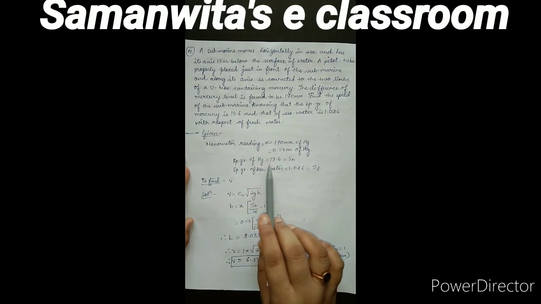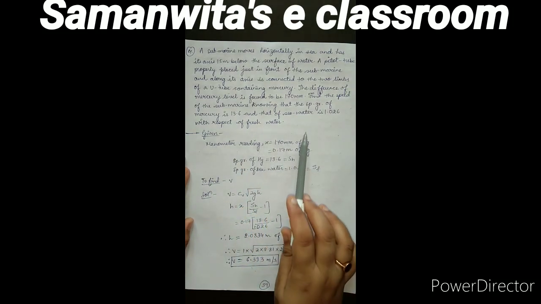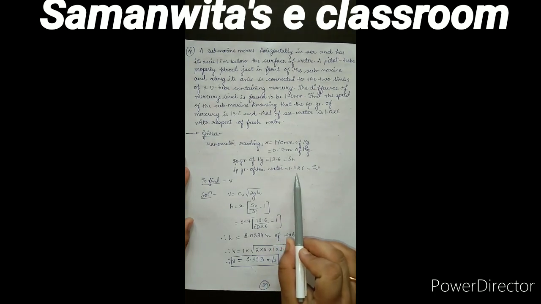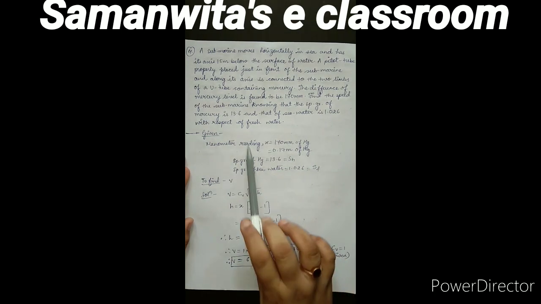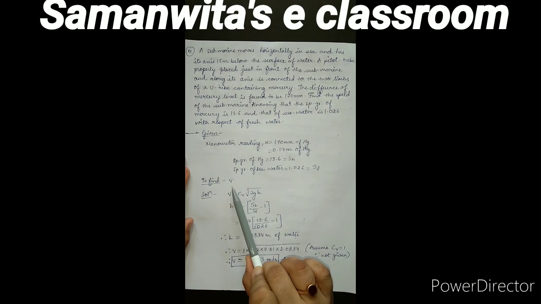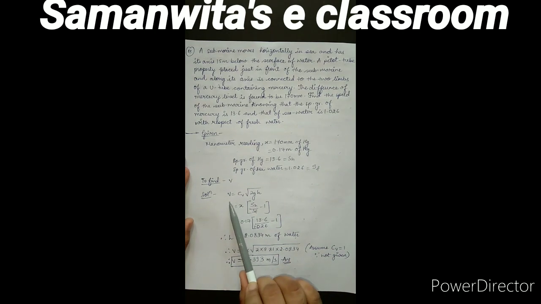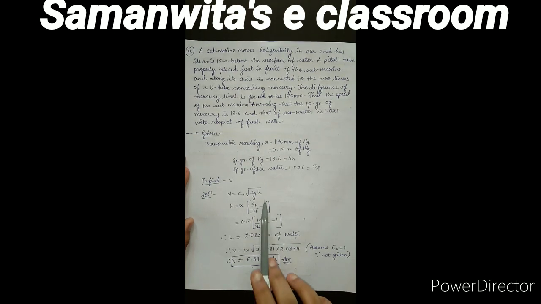So specific gravity of mercury is given as 13.6 and that of seawater is given as 1.026, with respect to fresh water. I have to calculate the value of V. Again, you know the formula V is CV root of 2gh. For calculating H, I will use this formula x into (Sh upon Sf minus 1). I substitute the value of x, Sh, Sf. I get the value of H as 2.0834 meters of water column. When I substitute this value of H here, I get the value of V as 6.393 meters per second.